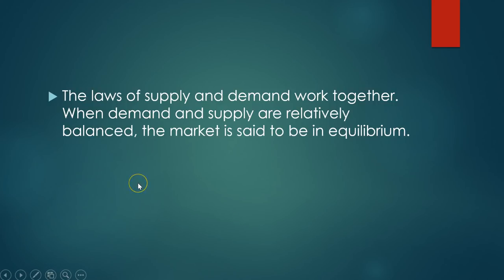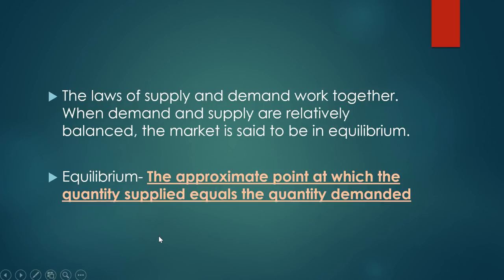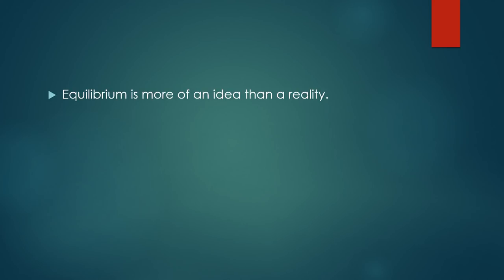Equilibrium. The laws of supply and demand work together. When demand and supply are relatively balanced, the market is said to be in equilibrium. Equilibrium is the approximate point at which the quantity supplied equals the quantity demanded. Equilibrium is more of an idea than a reality. It's very difficult for market forces to line up so that equilibrium is there.